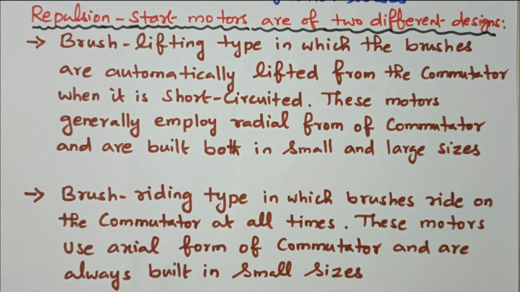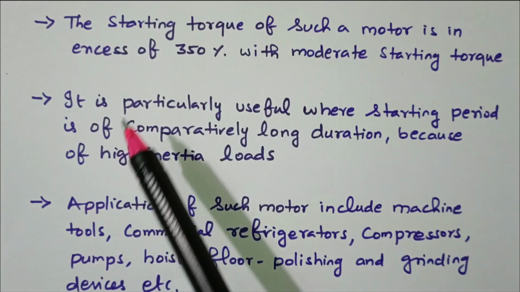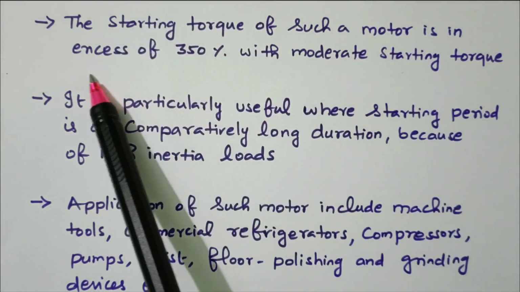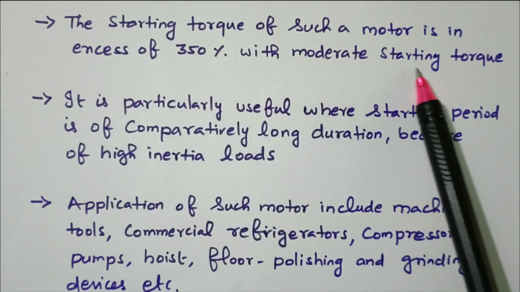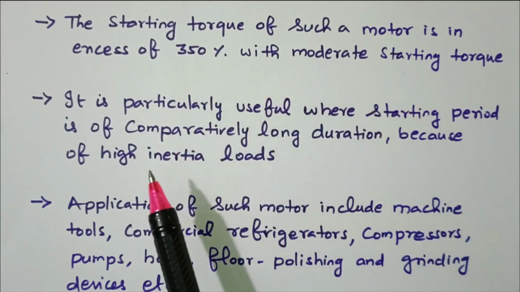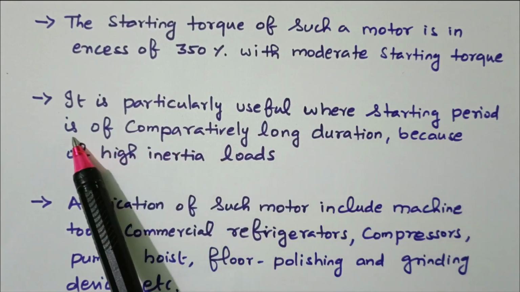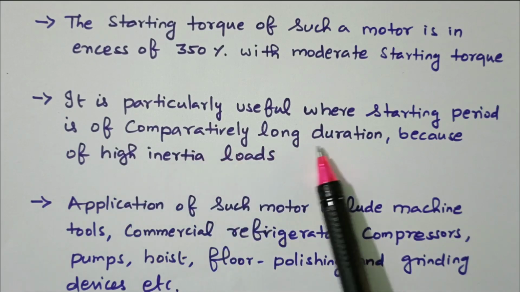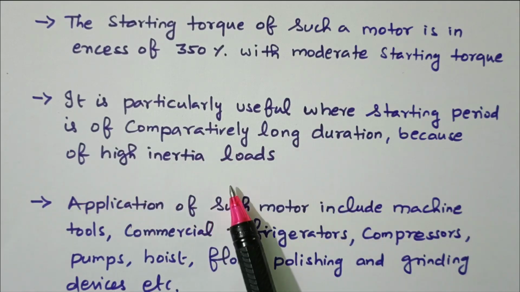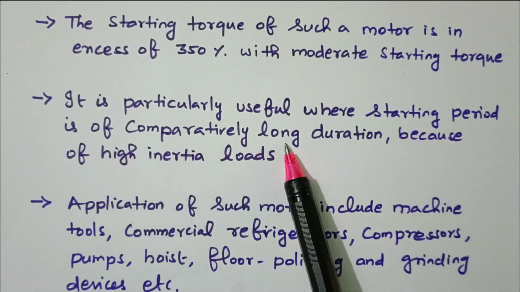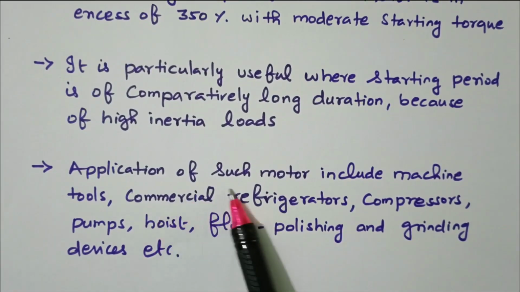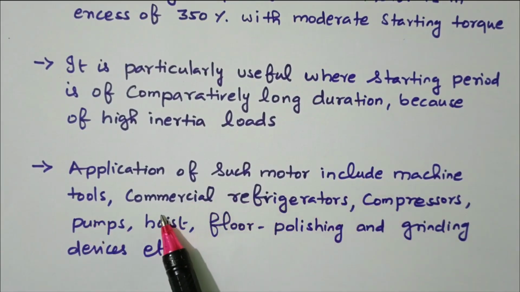Now we'll see the further details. The starting torque of such a motor is in excess of 350%, a moderate starting torque. It is particularly useful where the starting period is of comparatively long duration because of high inertia loads. Applications of such motors include machine tools, commercial refrigerators, compressors, pumps, hoists, floor polishing and grinding devices, etc.